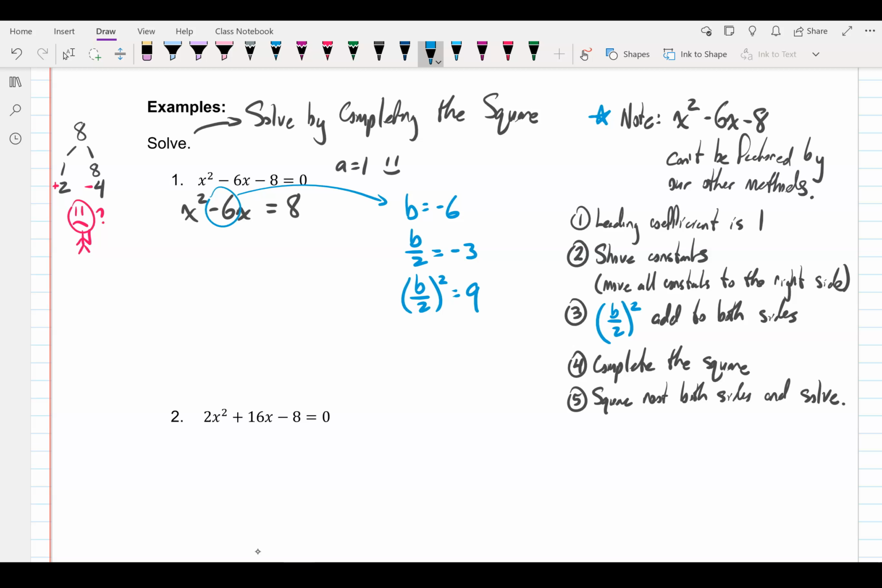Now that I've done those 2 steps, actually 3 steps, I'm in the middle of this 3rd step, I need to add it to both sides. This is the beauty of this method. Watch what happens. X squared minus 6x. Add that term I just made to the left side. On the right side we have 8. Add that to the right side. What the heck does this mean? Well, this now is a perfect trinomial.